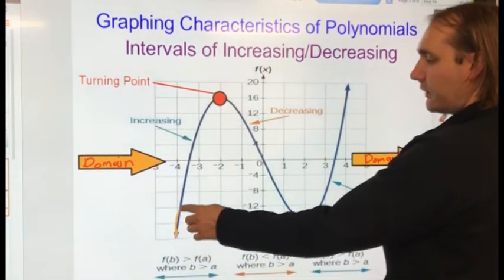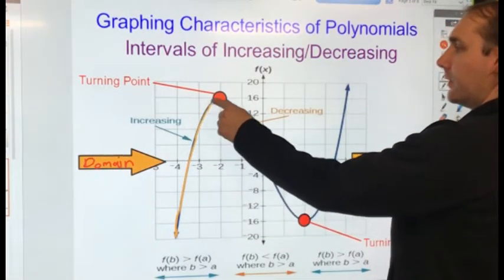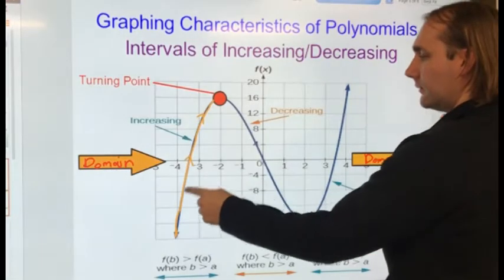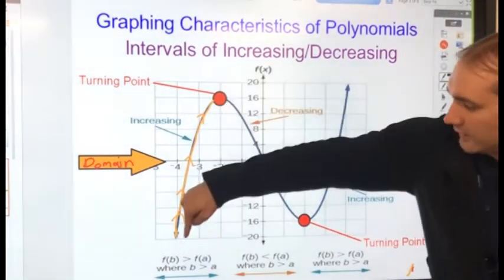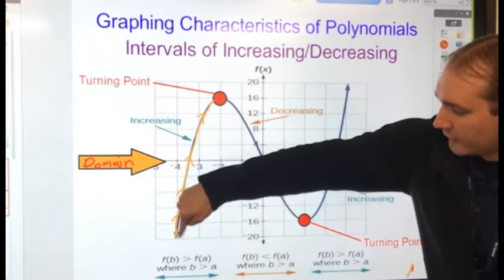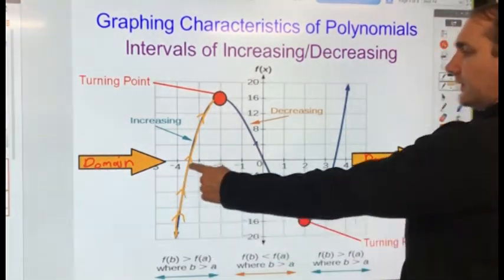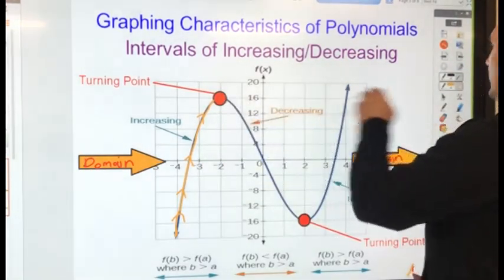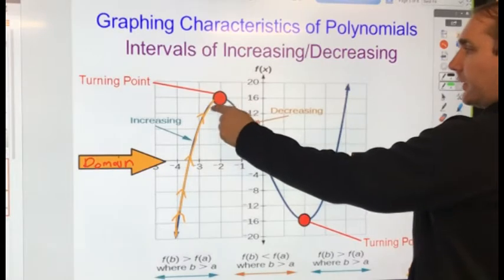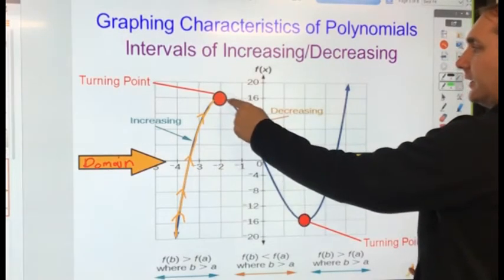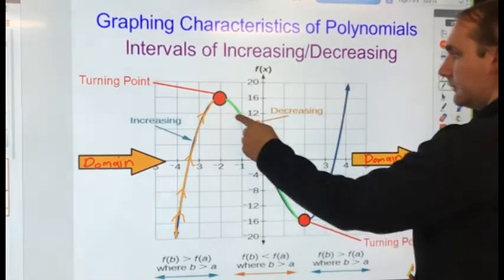So as I'm drawing my graph, what is my finger doing? Yeah, it's going up, or it's increasing. Again, this arrow coming down is referring to the end behavior. But as far as intervals, it is increasing. Then I hit what's called a turning point. And it's called a turning point because I'm no longer increasing. Now what is my finger doing? Decreasing. It is decreasing.